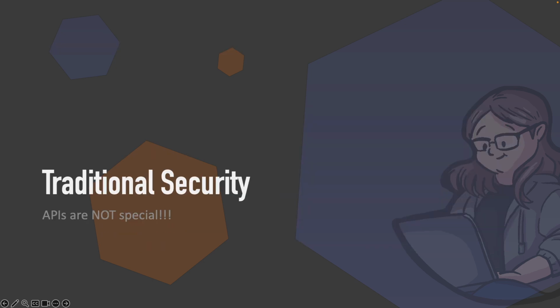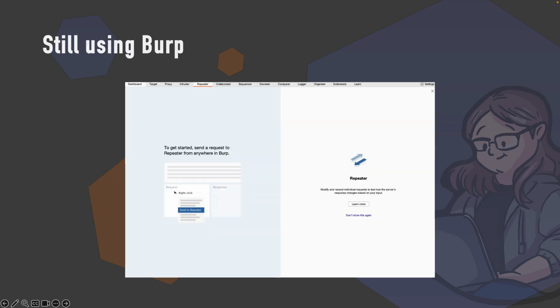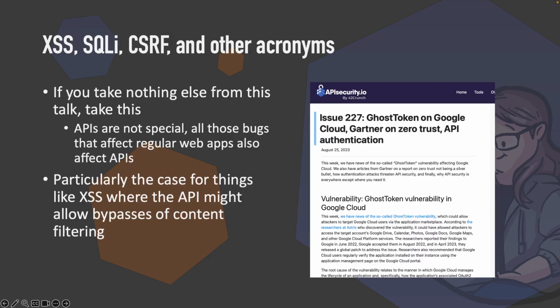Now, while these are API-specific security issues, I really want to stress that APIs really aren't special and you shouldn't be afraid of them. They are, at their very core, web applications. I still use Burp the same way I do for any other application. I'm still looking for cross-site scripting, SQL injection, CSRF, and other examples. If you go to API Security IO and read through some of the vulnerabilities, you'll very quickly realize that these are not API-specific issues. They are just the same old vulnerabilities.